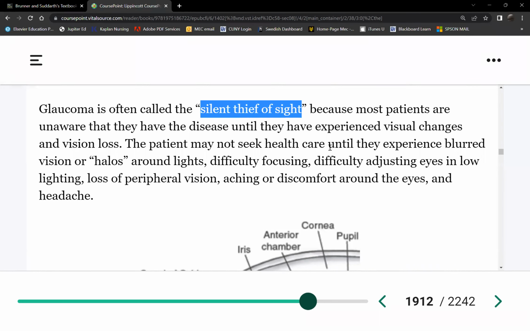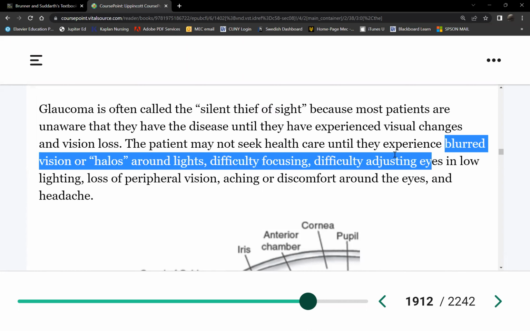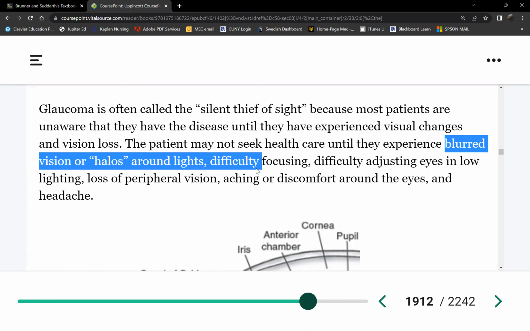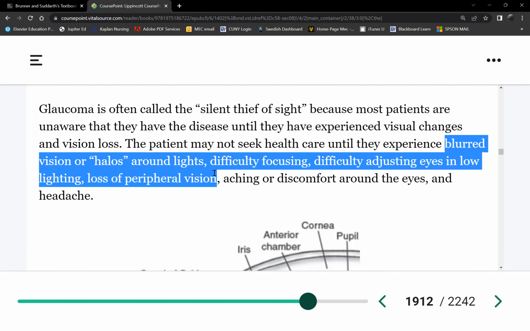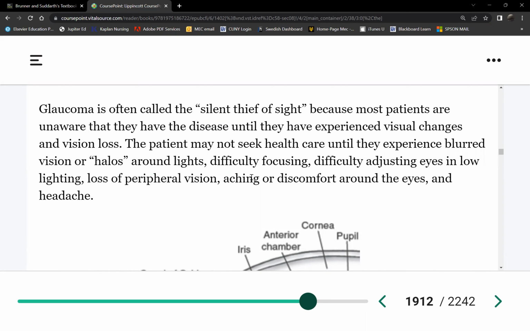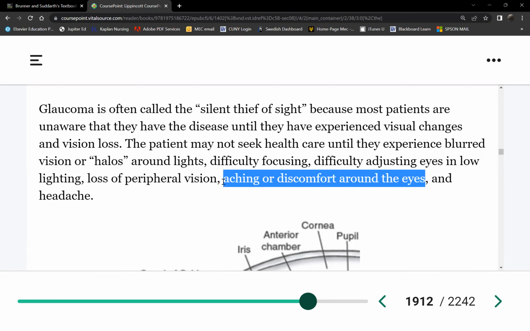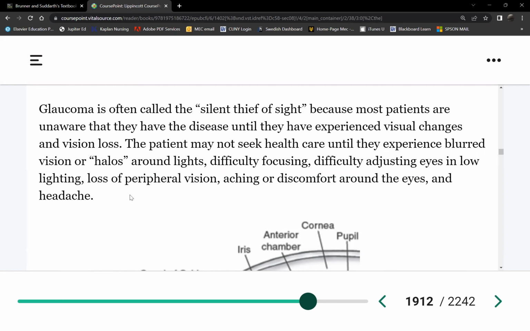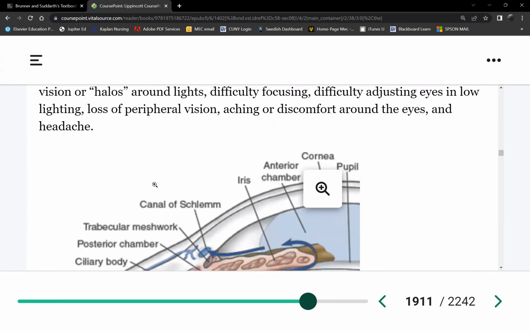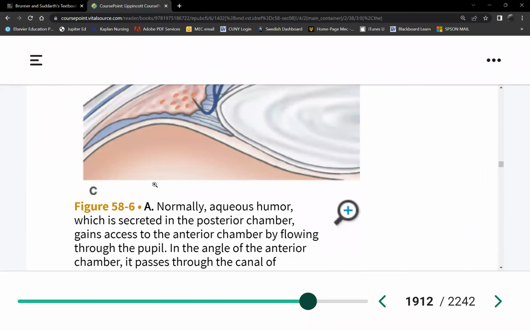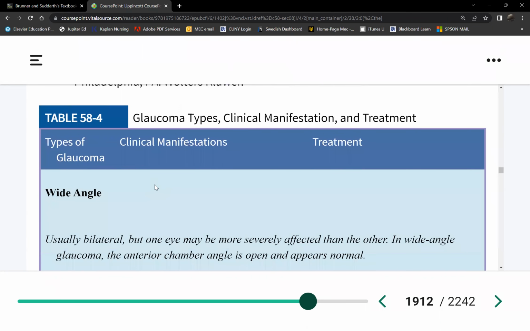Once the patient has symptoms, which are blurred vision now, halos around lights, difficulty focusing, loss of peripheral vision, the peripheral vision is lost first in glaucoma. Then there's aching or discomfort around the eyes. Again, when these appear, has the patient already sustained damage to the optic nerve? So the goal, once that happens, is just to preserve whatever remaining vision the patient has. That's all the therapy can do.